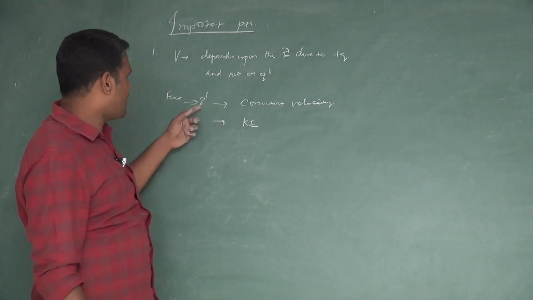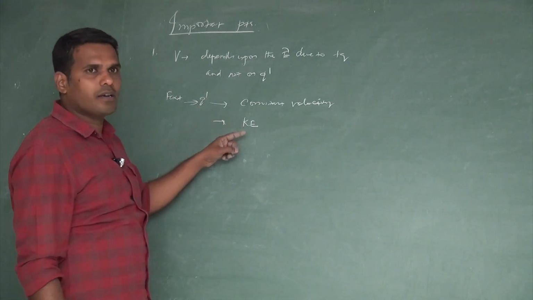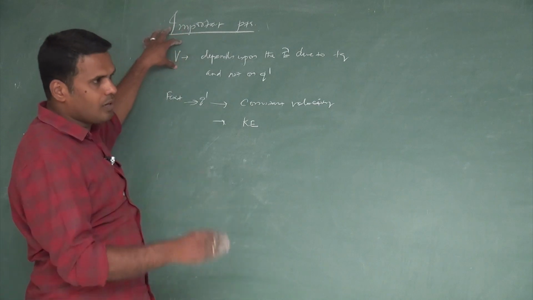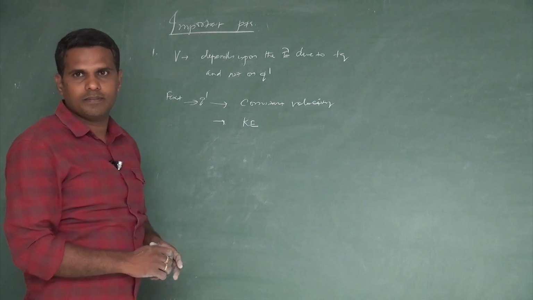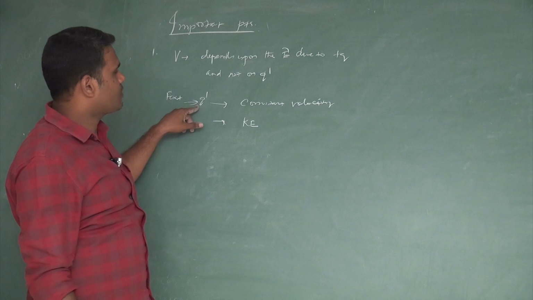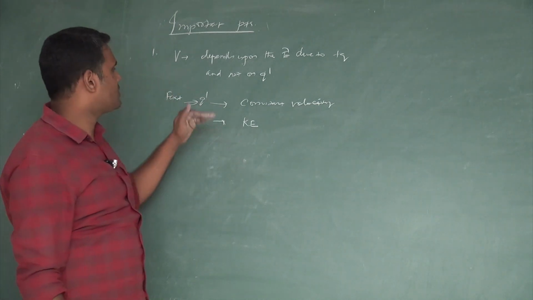That means the test charge Q prime should not be imparted with any kinetic energy, because the potential is wholly due to the potential energy possessed by the charge Q prime. So kinetic energy must be 0. This is the first thing.